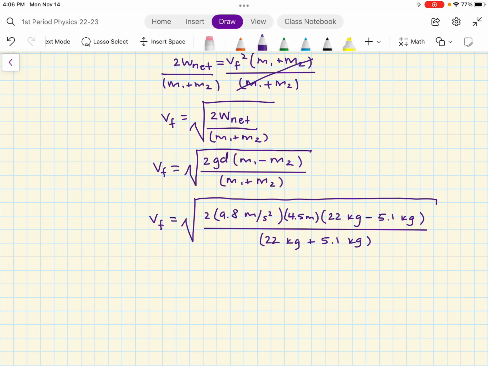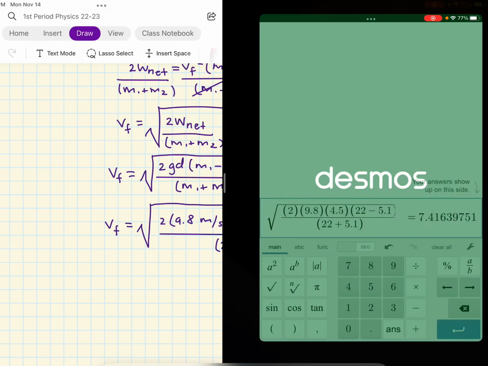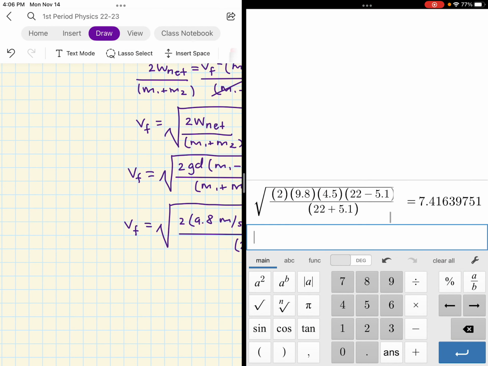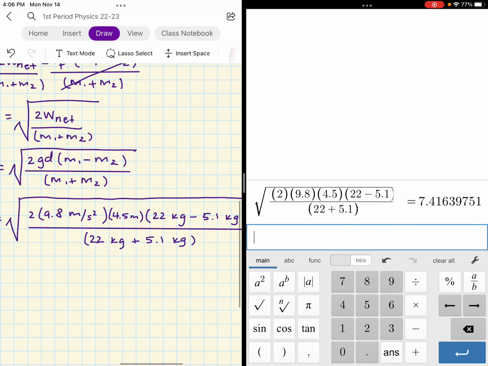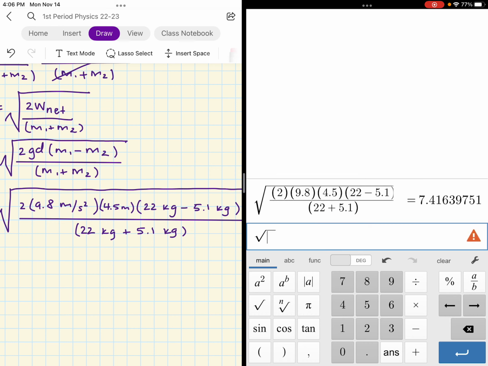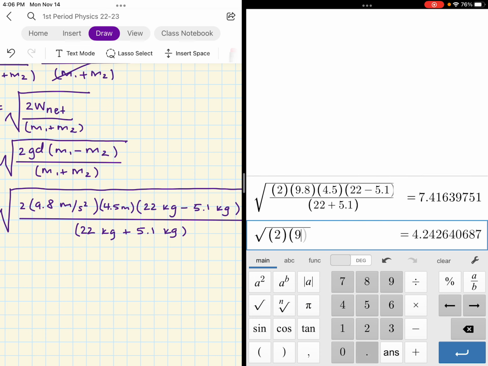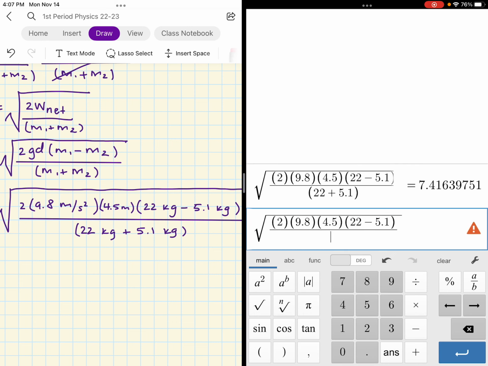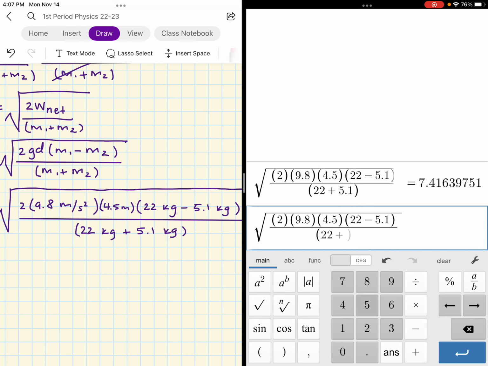Let's see what decimals says. Okay, so this was the procedure we used with conservation of energy, and it looks like we're going to have exactly the same numbers, right? I think so. 2. Yep, they're going to be the same numbers. 9.8 times 4.5 times (22 minus 5.1), close parentheses, divided by (22 plus 5.1), and yep, exactly the same number.